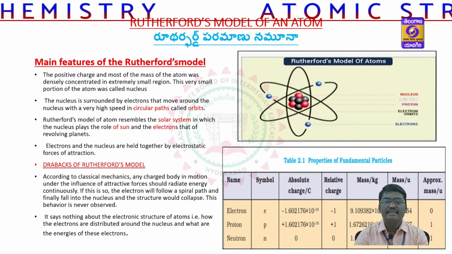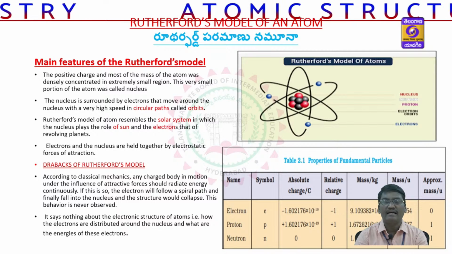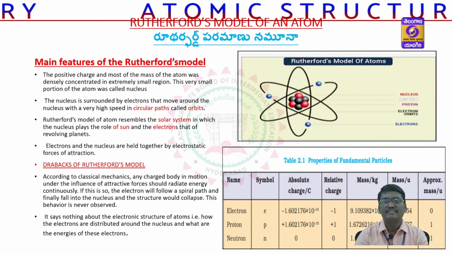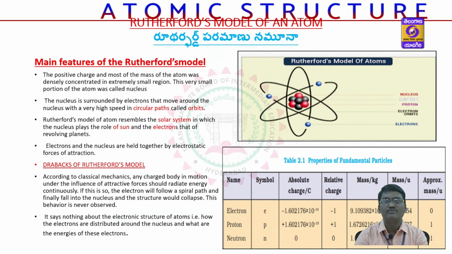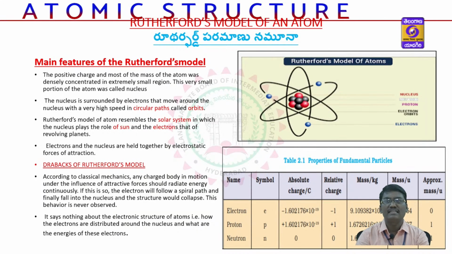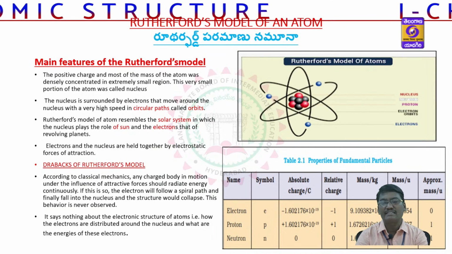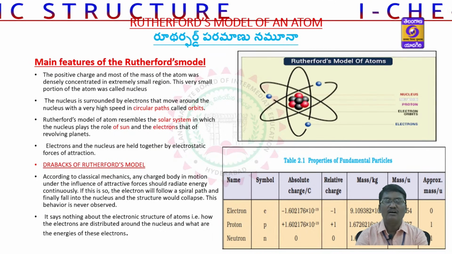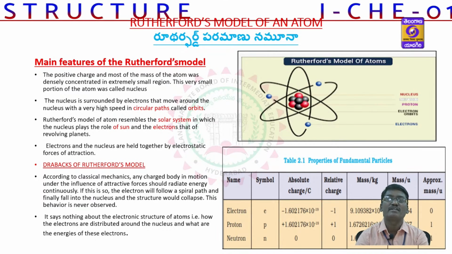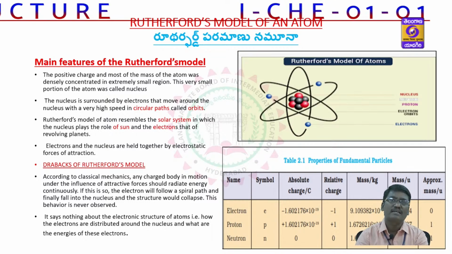It says nothing about the electronic structure of the atom, that is, how electrons are distributed around the nucleus and what the energies of these electrons are, means how the electrons are arranged. So in the first orbit, how many are arranged, and in the second orbit, how many are arranged. The Rutherford model is unable to explain about the arrangement.